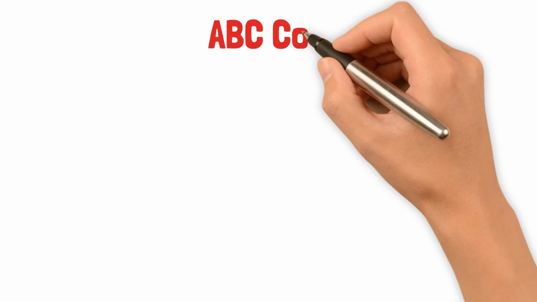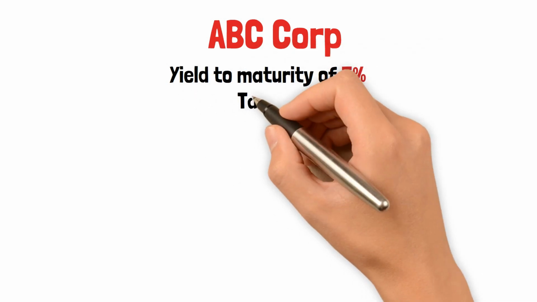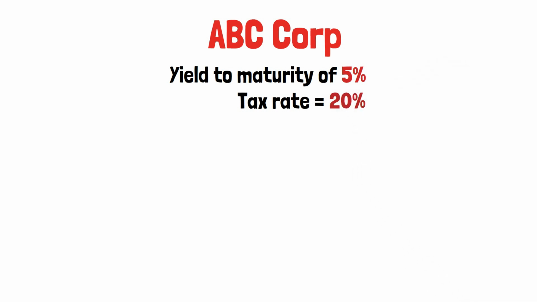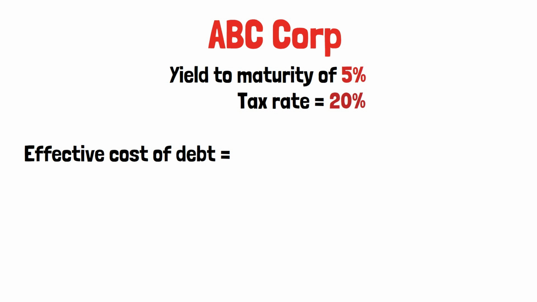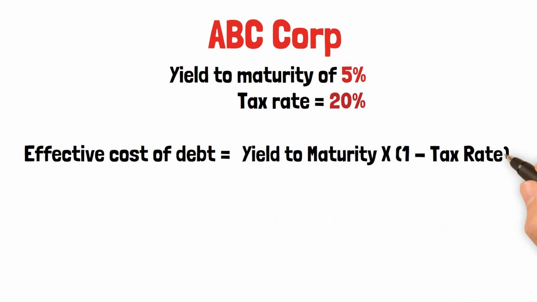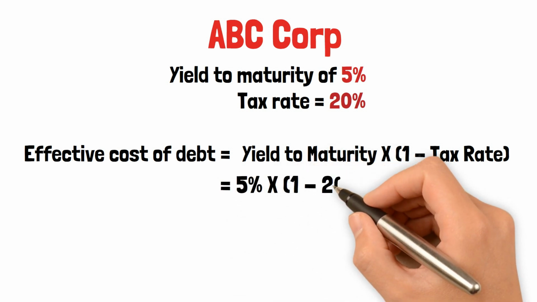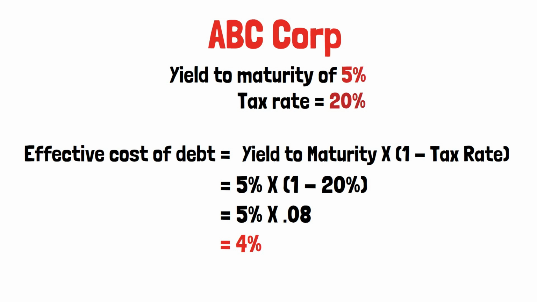Assume that the outstanding debt of ABC Corporation has a yield to maturity of 5%. The tax rate of ABC's income is 20%. The effective cost of debt considers the tax savings resulting from the tax deductibility of interest payments. The formula for the effective cost of debt is the yield to maturity times 1 minus the tax rate. Plugging in the given values, we get effective cost of debt equals 5% times 1 minus 20%, or 5% times 0.8, for a total effective cost of debt of 4%.